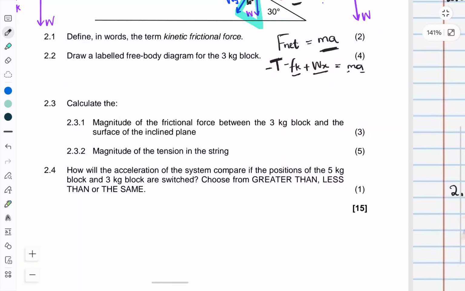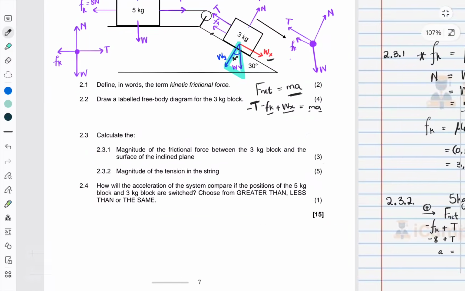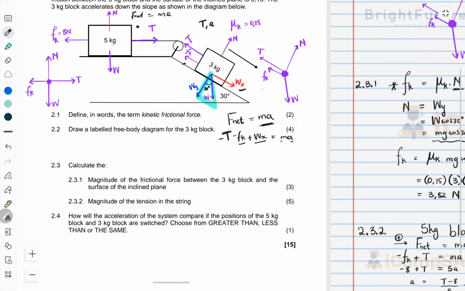All right, so let's check number 2.4. How will the acceleration of the system compare if the positions of the 5 kilogram block and the 3 kilogram block are switched? So you take the 5 kilogram block and you put it there, where the 3 kilogram block is. How will the acceleration be changed?